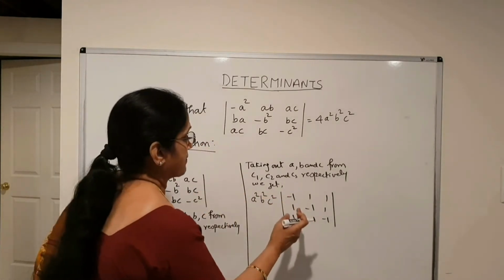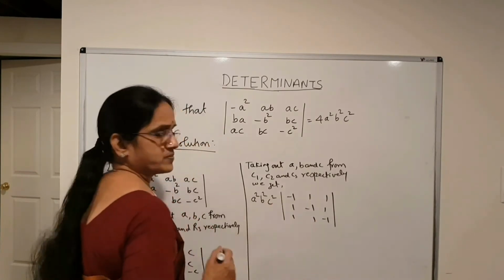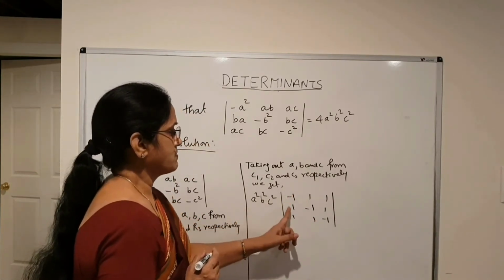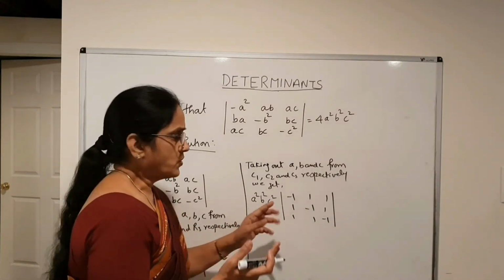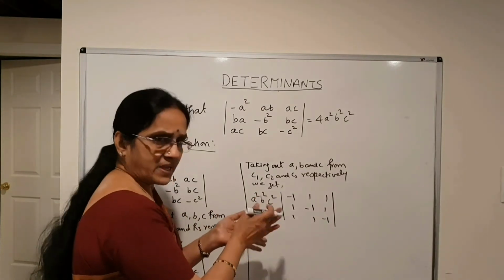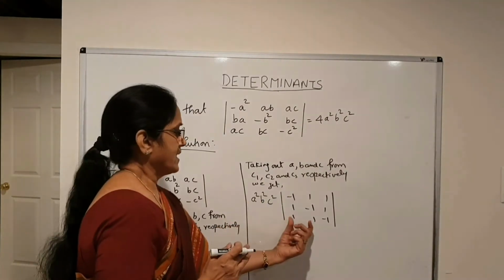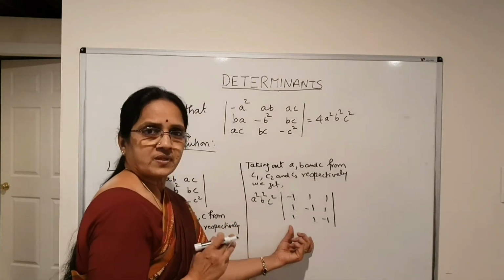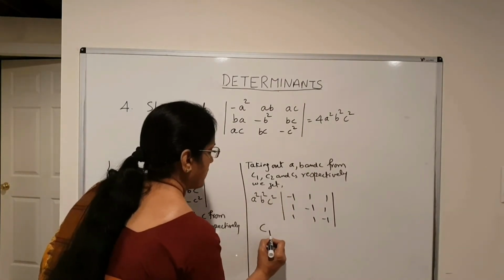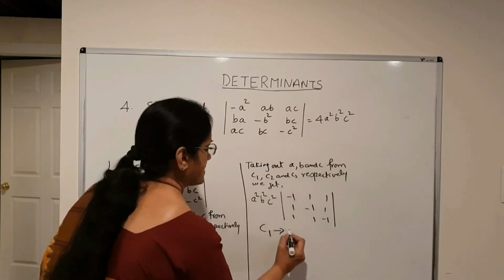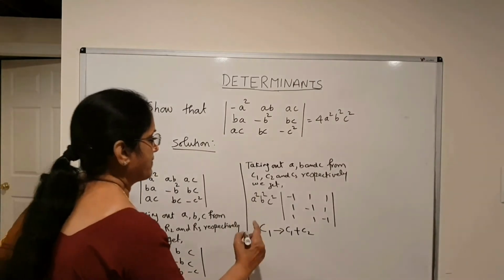Now, what can I do? Suppose I write C1 as C1 plus C2, then this will become 0, and this will become 0. So two entries will be 0. You need to first decide which is the best operation so that we get two entries as 0. Now, C1, I am going to write it as C1 plus C2.